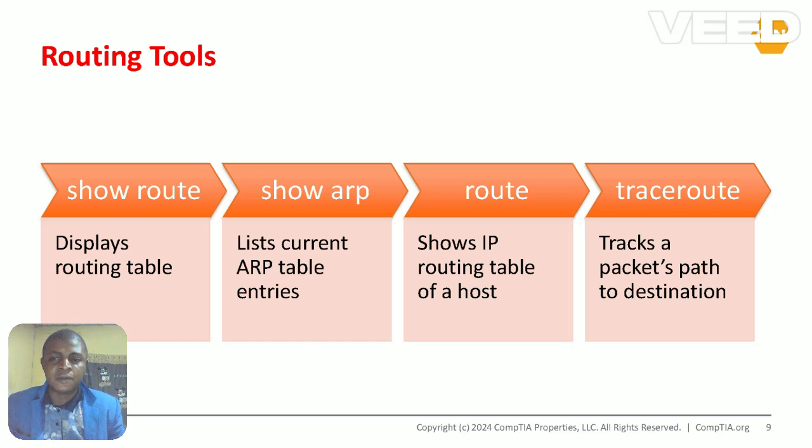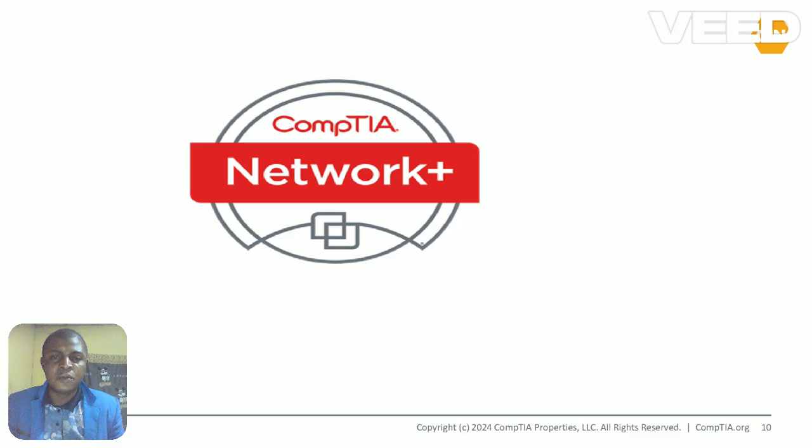These are some of the tools you can use on your router to get clear information. So far so good, we've been able to complete chapter 5 part A. I believe this tutorial will be helpful enough for you to understand what routing is all about. Join me in the next tutorial, which is chapter 5 part B.